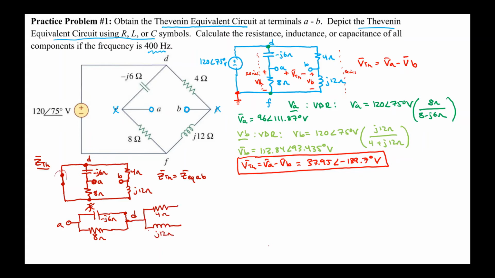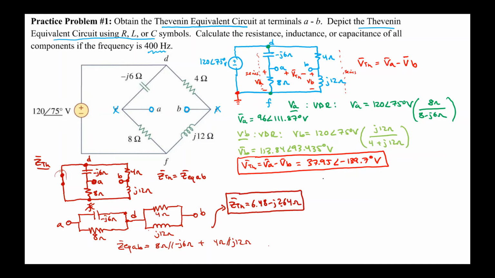Now we can ask where do we arrive after going through the 4 ohms and up through the j12 ohms, and we arrive at B, which is our final destination. Now it's very apparent to see that the equivalent impedance between A and B is equal to 8 ohms in parallel with the minus j6 ohms plus the 4 ohms in parallel with the j12 ohms. If you do that correctly, you'll find that Z Thevenin is equal to 6.48 minus j2.64 ohms.